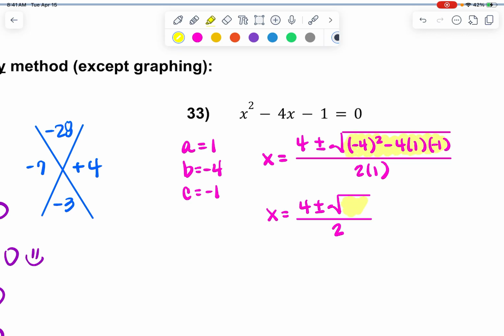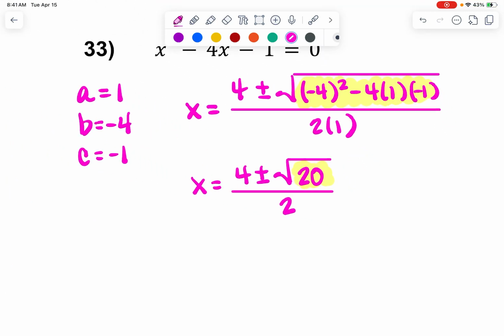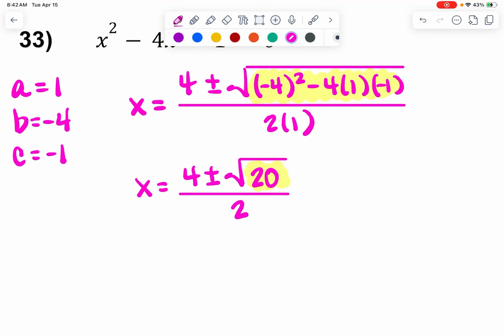and I'm going to simplify all of that stuff underneath the radical. Let's see, negative 4 squared minus 4 times 1 times negative 1, and I'm getting 20. Now 20 is not a perfect square, so that means I need to simplify this square root if I can. So I'm going to go over here to 20 and make a little factor tree. I'm just going to start with 2 times 10. You can also start with 4 times 5 if you want.